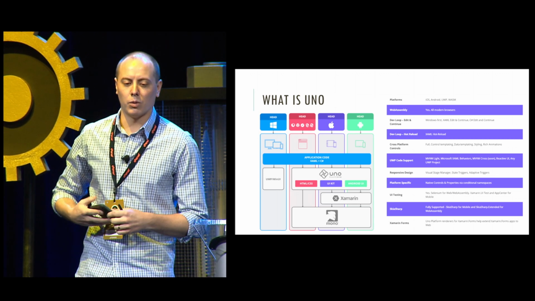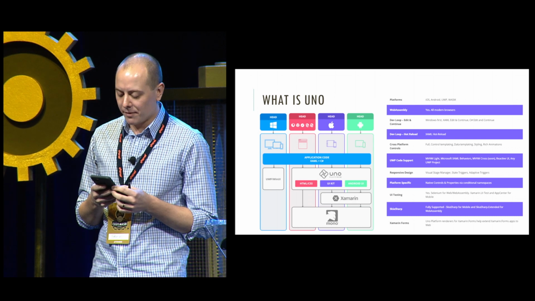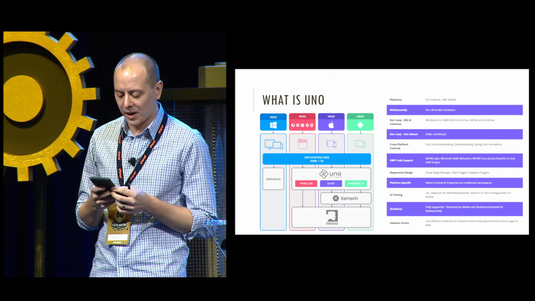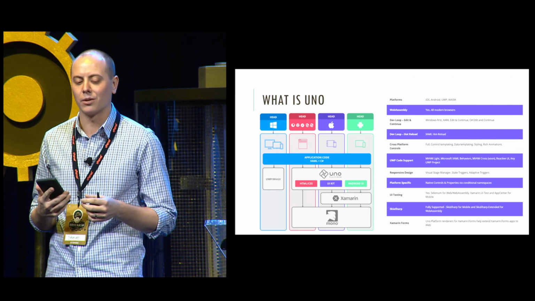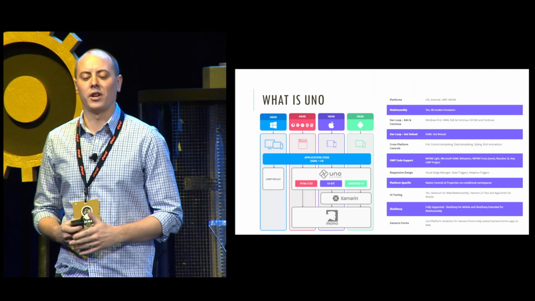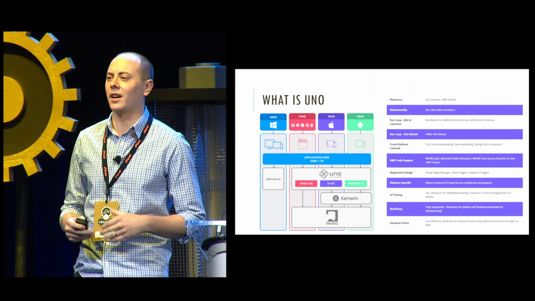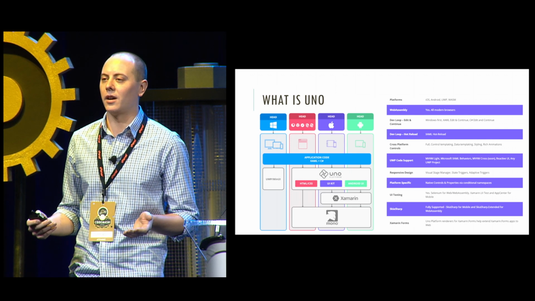So what UNO actually is, as they say on their website, is it's the only platform for building native mobile, desktop, and WebAssembly apps with C# and XAML from a single code base, open source, and professionally supported. So I was talking to their community outreach people, and I was saying, I don't want to sell this as just yet another cross-platform mobile framework.